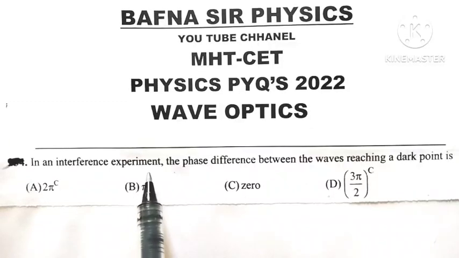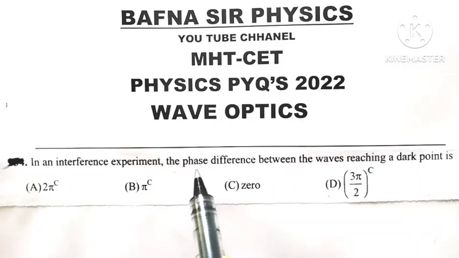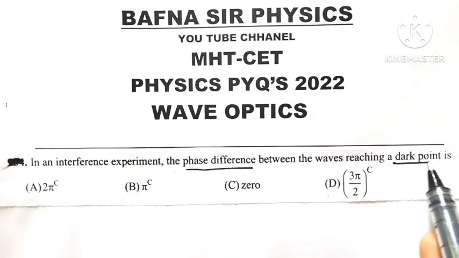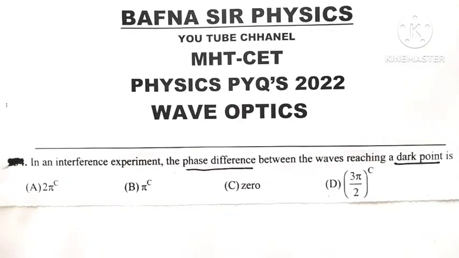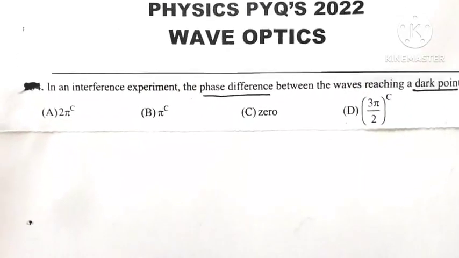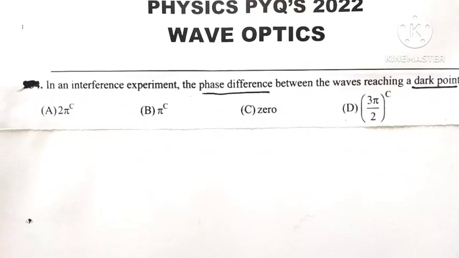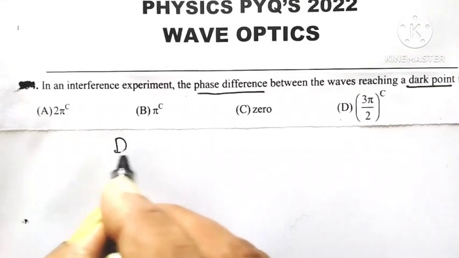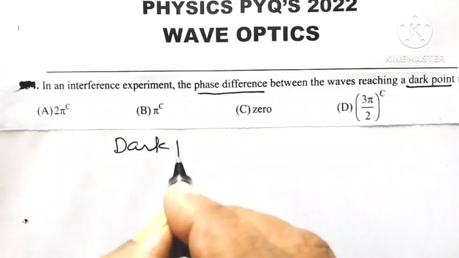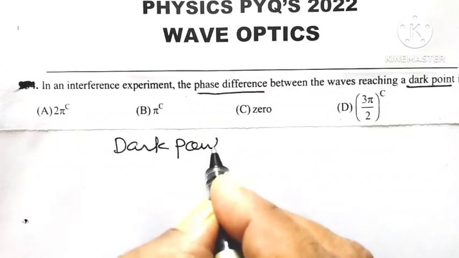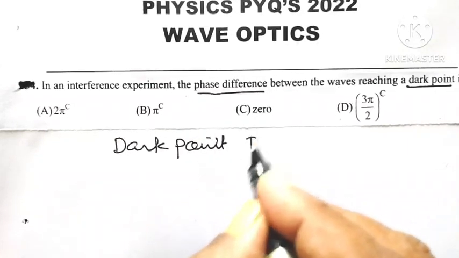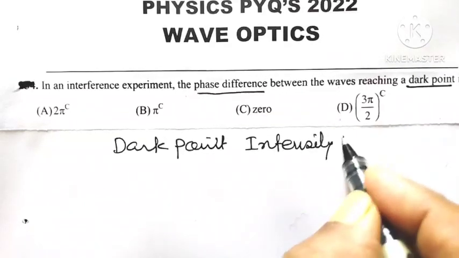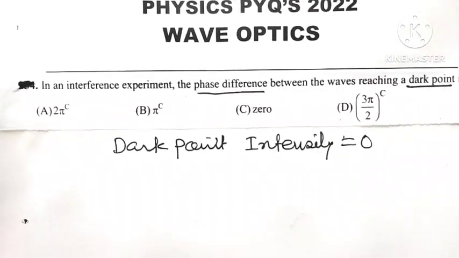In an interference experiment, the phase difference between the two waves reaching a dark point is... Remember, a point is said to be a dark point in an interference pattern. It means the intensity of light at that point is equal to 0.